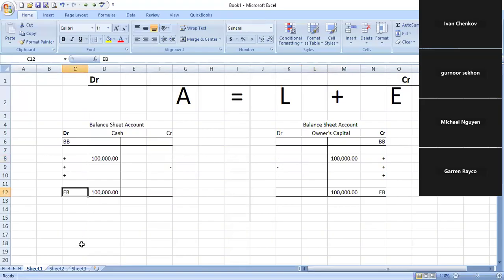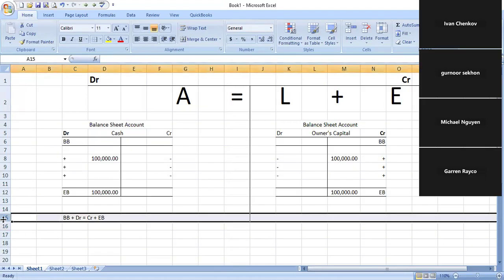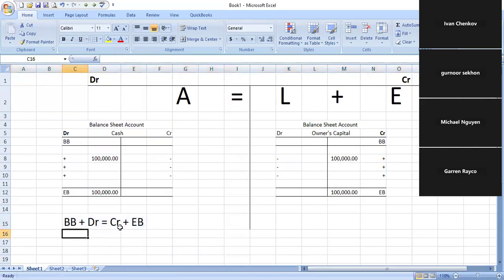Now, how are we going to get the ending balance? That will be another thing. Ending balance, we're going to get it very simple. Beginning balance plus the debits during the period is always going to be equal to credits during the period plus ending balance. That will be a very simple formula for how we calculate the balances in each account.